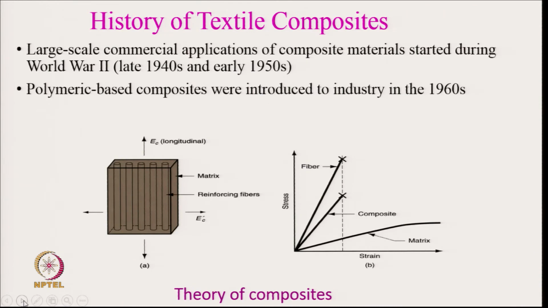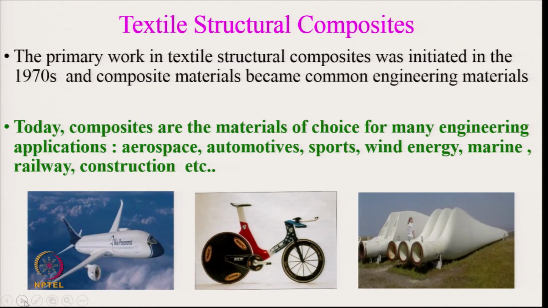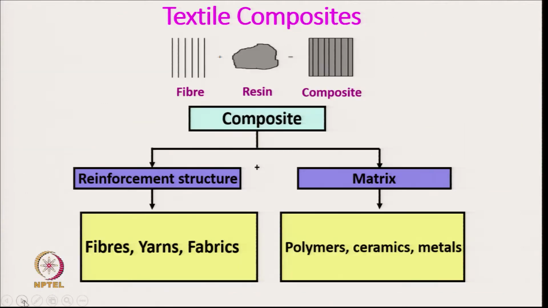If you look at the history of the composites, the large scale commercial application of composite materials started during World War II, that is sometime between 1940 and 1950. The polymer based composites were introduced to industry sometime in 1960. The textile structural composite concept was first initiated sometime in the 1970s, and subsequently the composite materials became the common engineering material. Today, if you look at different higher end applications as shown here in this slide, the composites are the material of choice for many engineering applications like aerospace, automotives, sports, wind energy, marine, railway, construction, and many other applications.